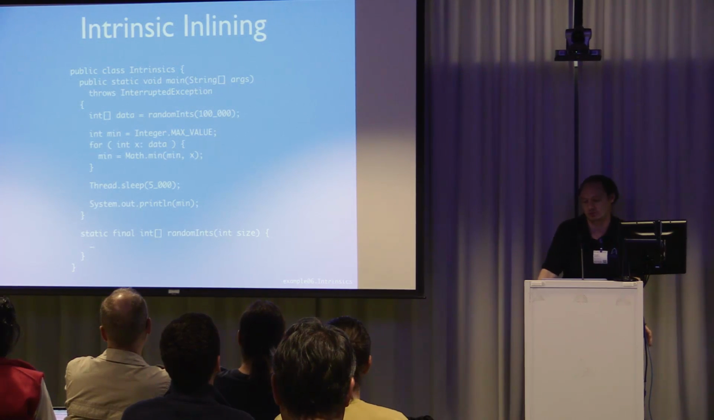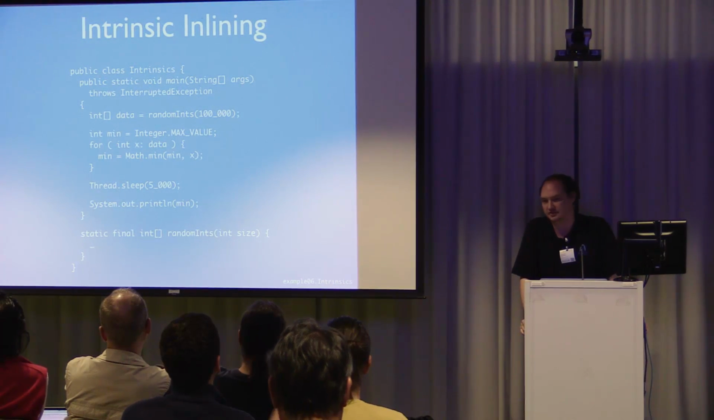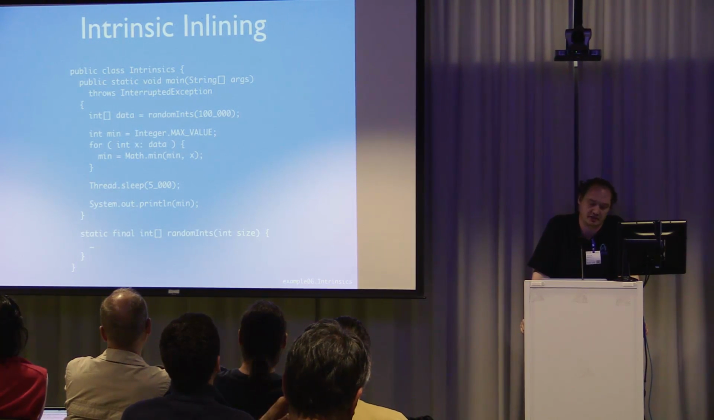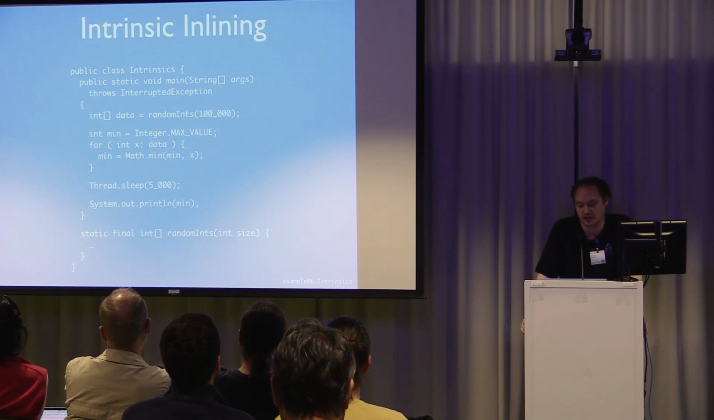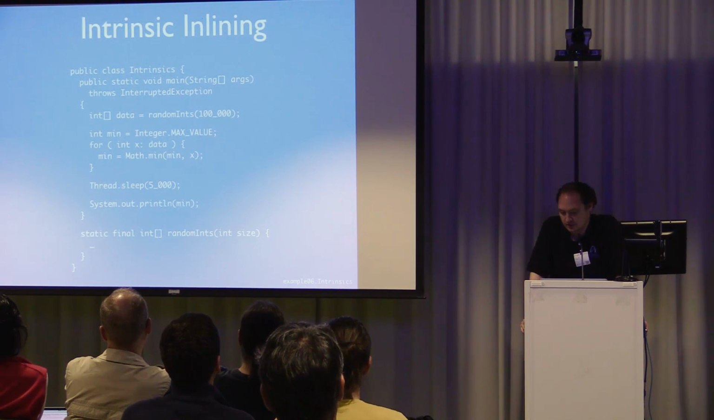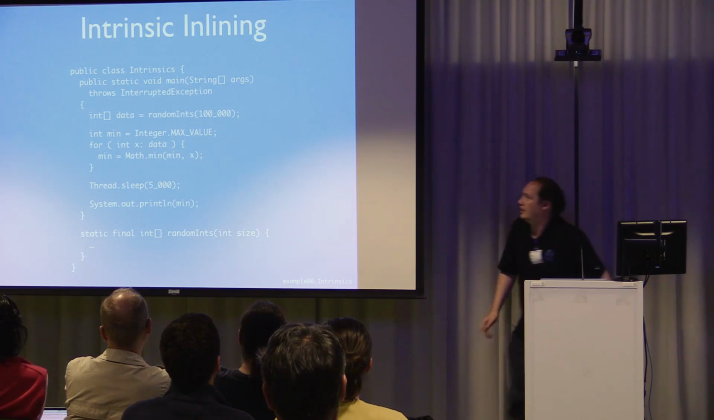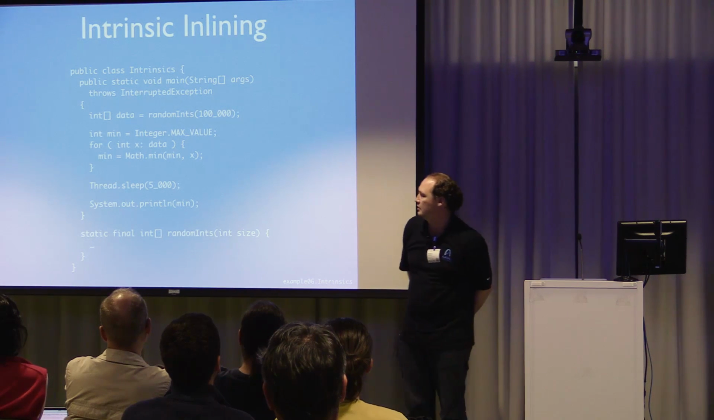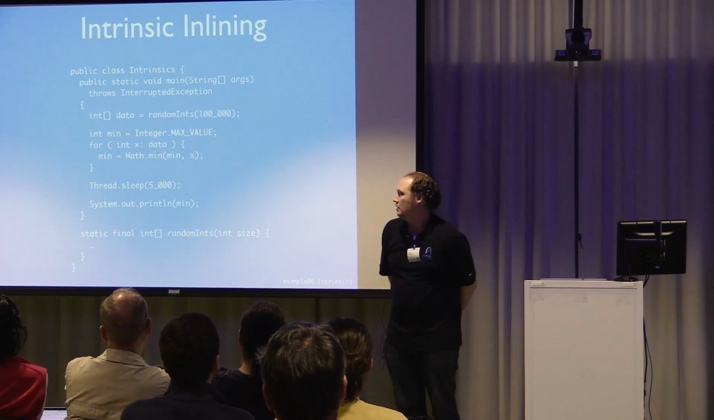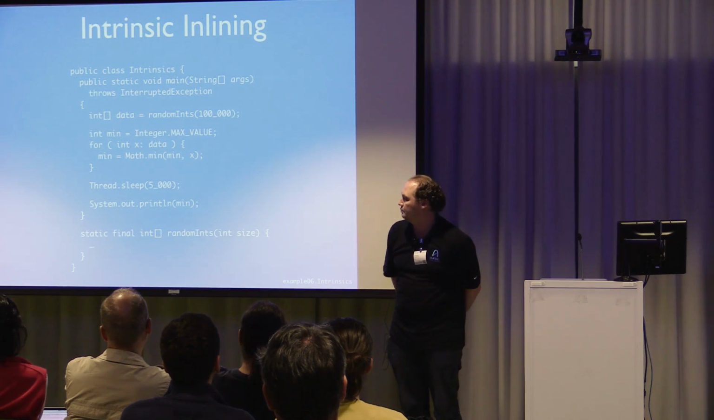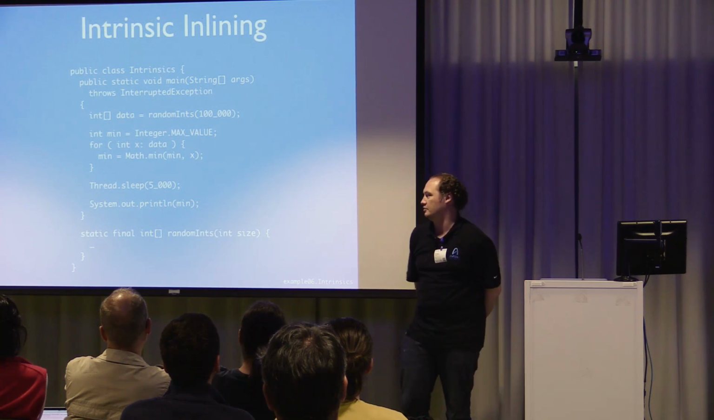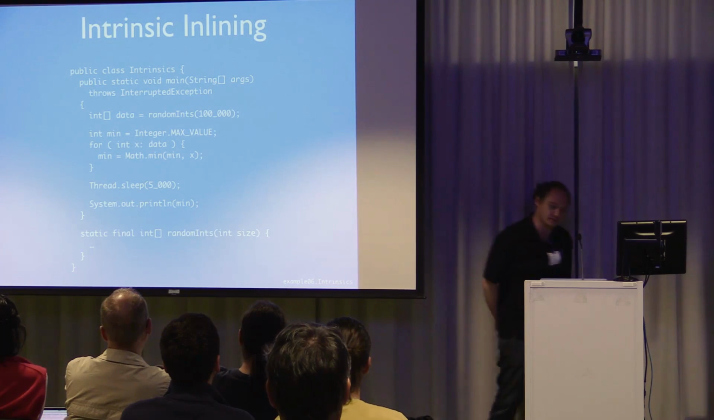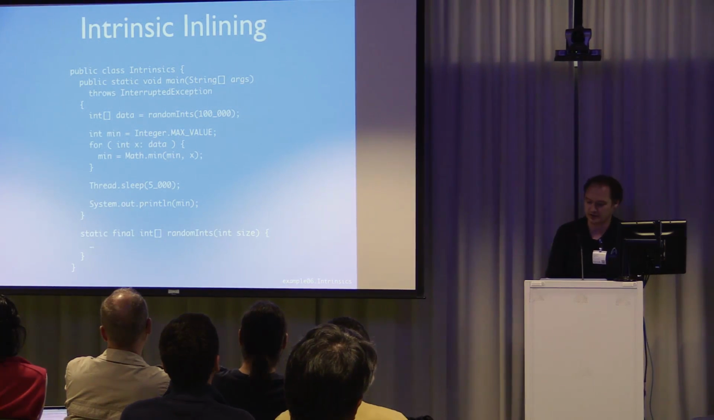What can we inline? Well, small things are good candidates for inlining. Intrinsics tend to be small, so yes, they get inlined. We'll take this example. I create a bunch of random integers, 100,000 of them. I find the minimum one by using a loop, and of course the usual sleeping for 5 seconds. We're going to run this.